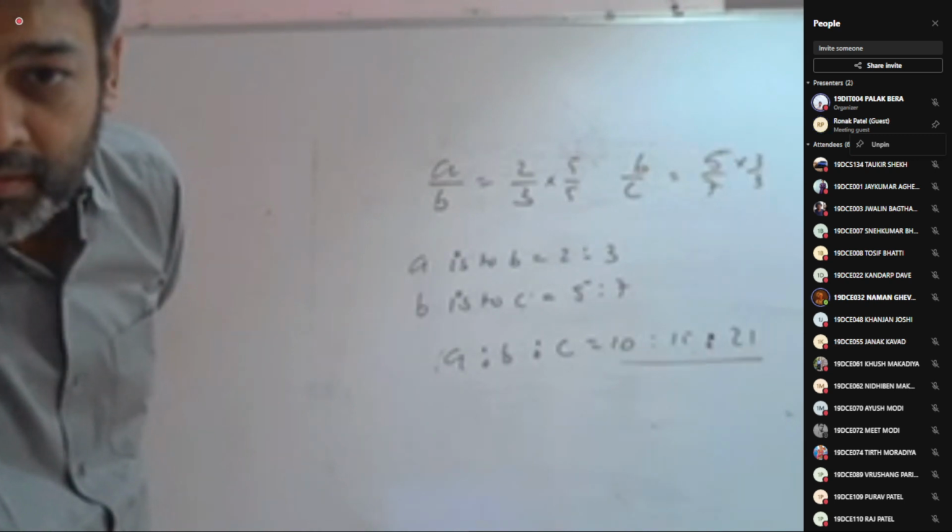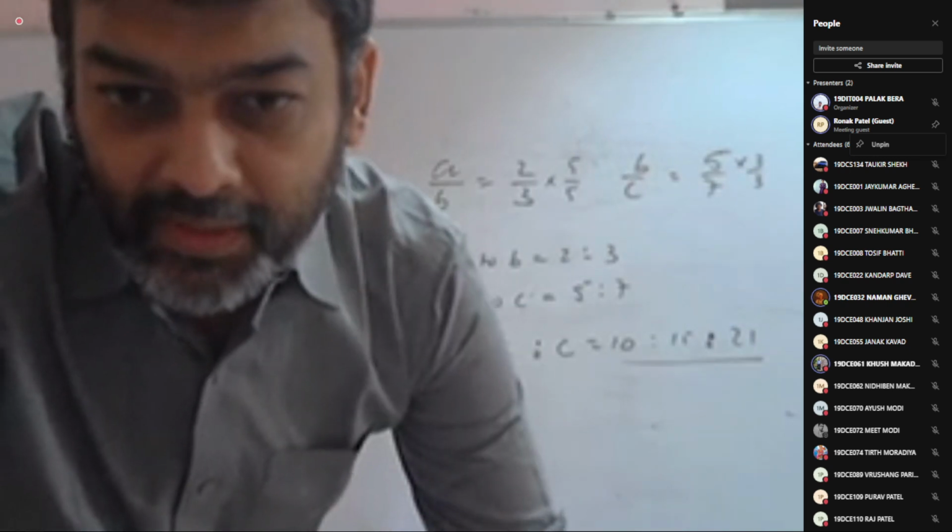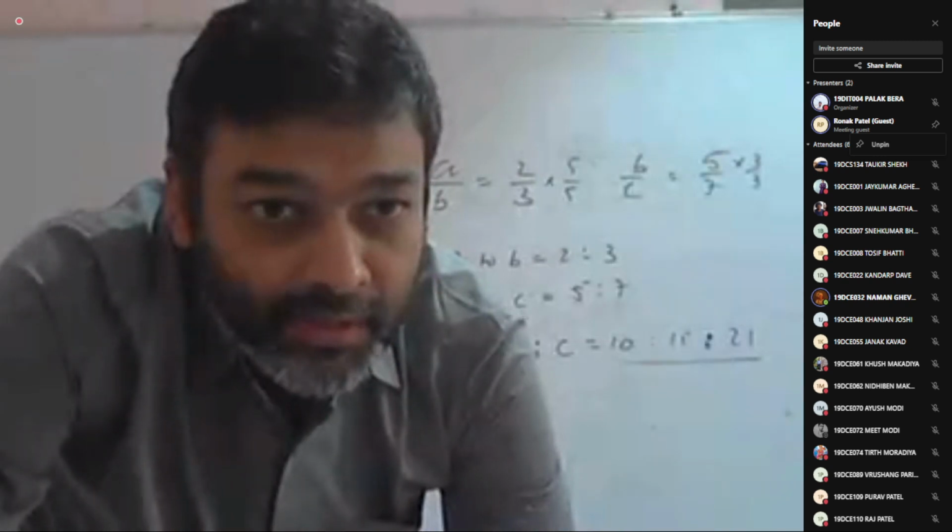Yes, sir. And if you don't want to do it this way, you can take the individual ratios, all options one by one. First of all, take A and B, and then take B and C. It should satisfy the given condition. Start with this 17.